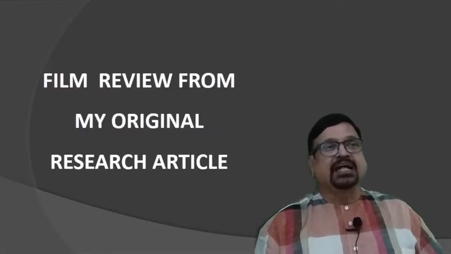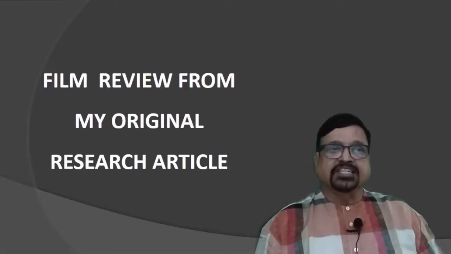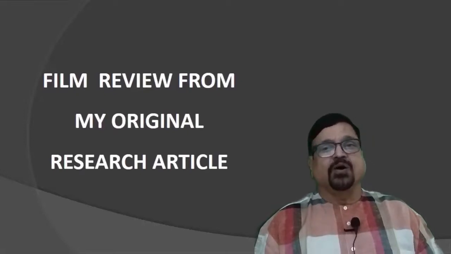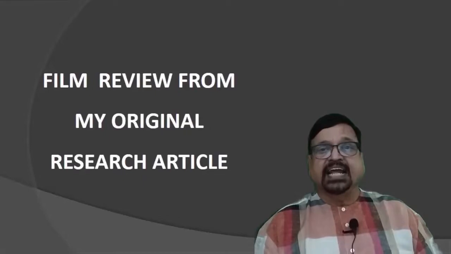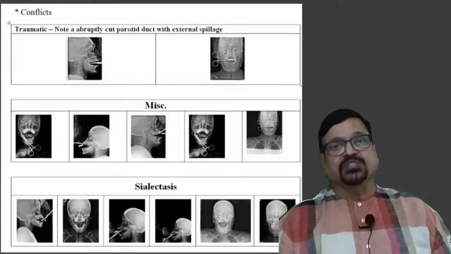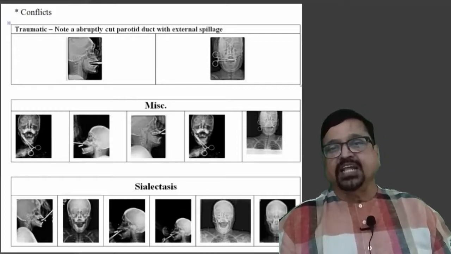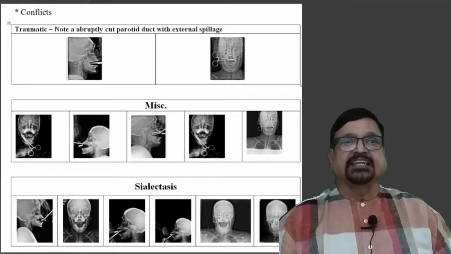Now, these are the films from a research article. What I request is, we'll see it now also, and if you want to see really in detail, all the details of my research articles are given. You can go back to it and have a look at it. This one is not common, it's traumatic. This patient had a stab injury. Because of that, he had a salivary fistula, and they want to know where the parotid duct is cut. So this first patient is of that.